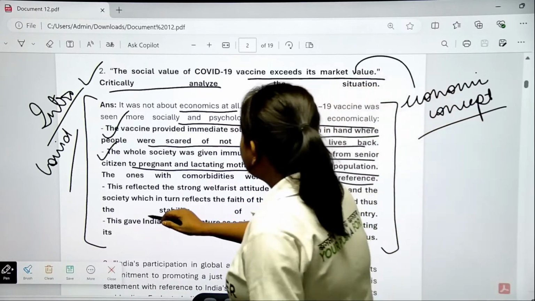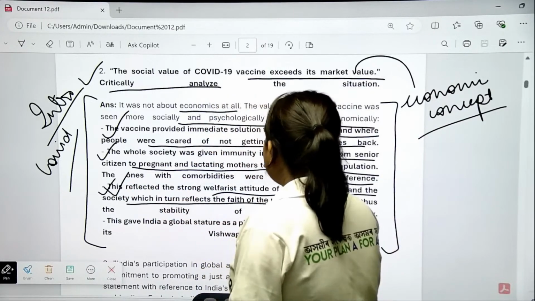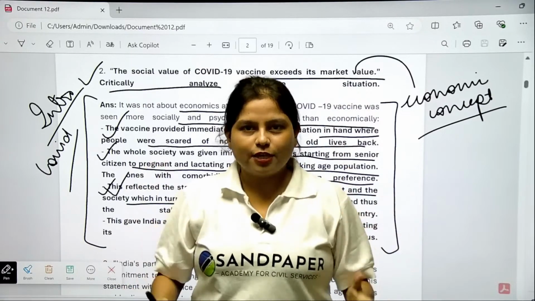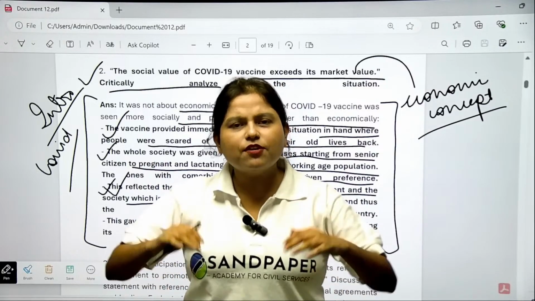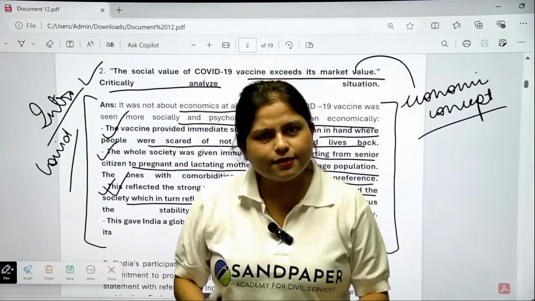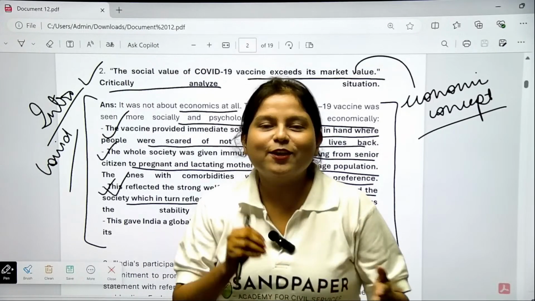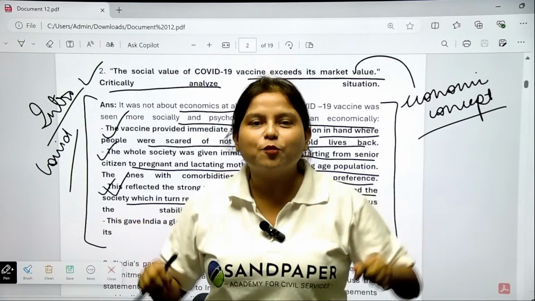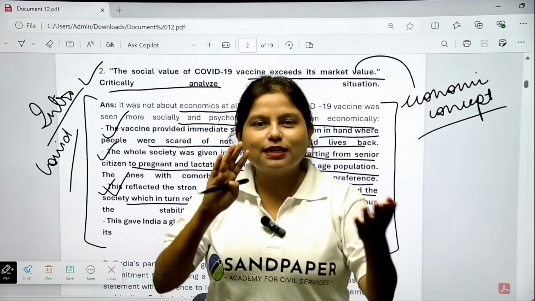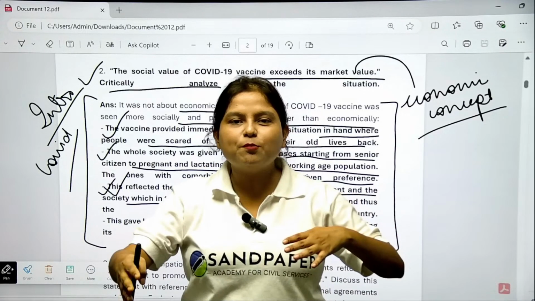This reflected the strong welfareist attitude of the government and the society, which in turn reflects the faith of the people. It means our government is a welfare state; India is a welfare state. This was very easily reflected by the way in which the COVID-19 vaccine was actually administered in the society. Here, all senior citizens were given first. The youth were not given first. The government gave priority to the frontline workers. Here, the government was balancing the welfare attitude and also the efficiency that it required to maintain in its governance.